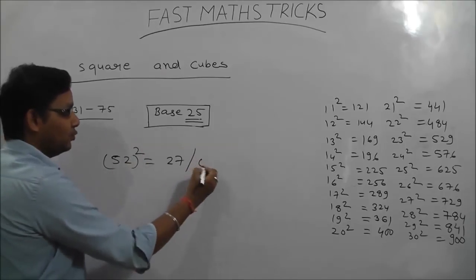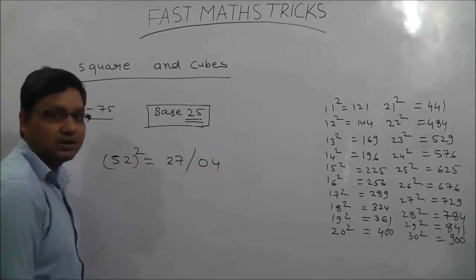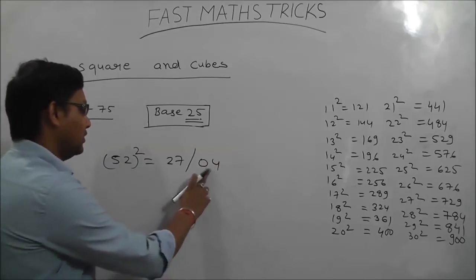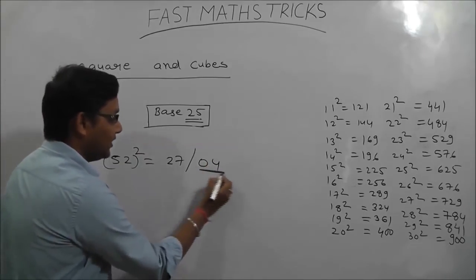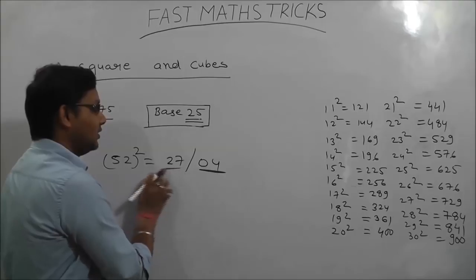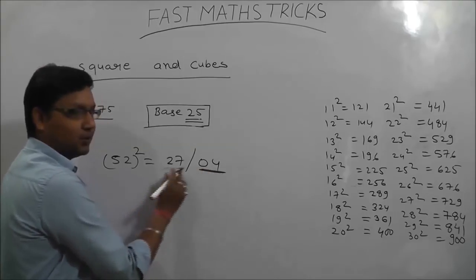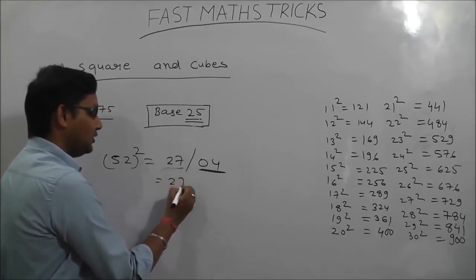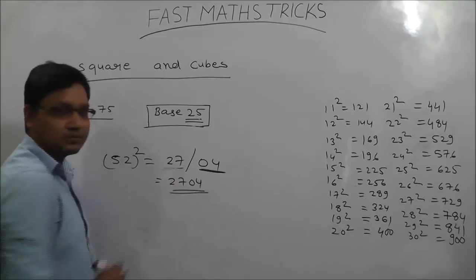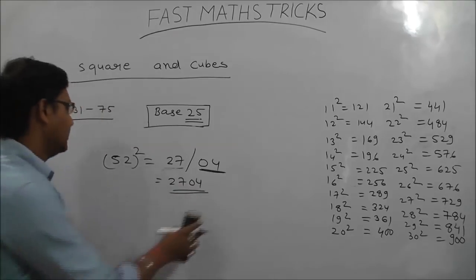The square of 2 is 4. We have to take 2 digits in the second part. So how much will be the answer? 2704. So this will be your answer.